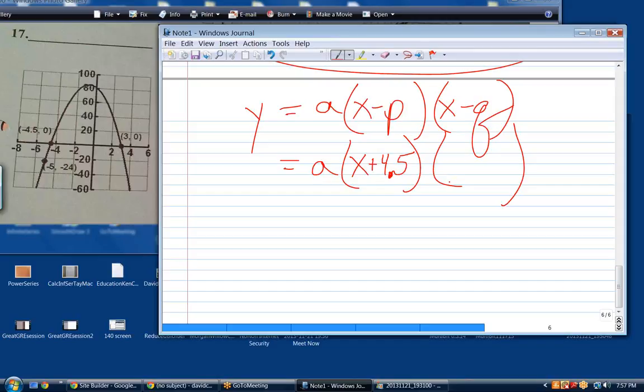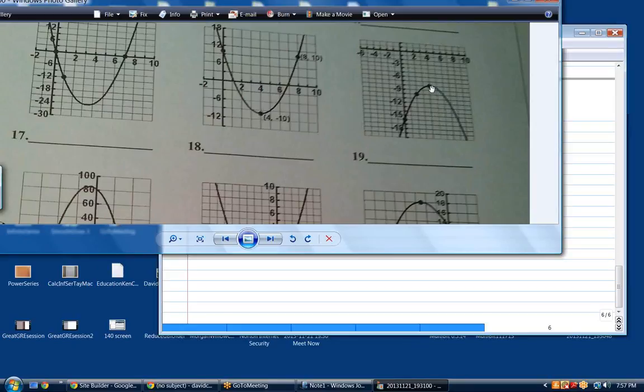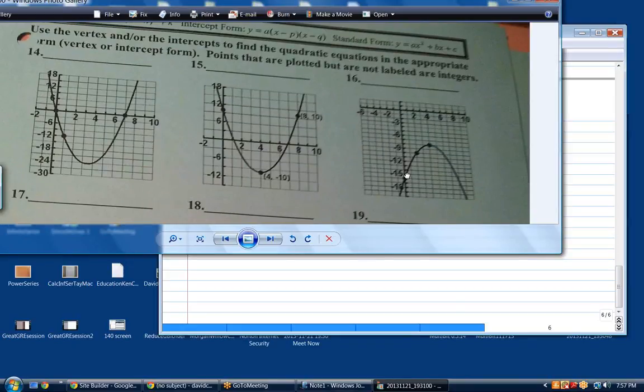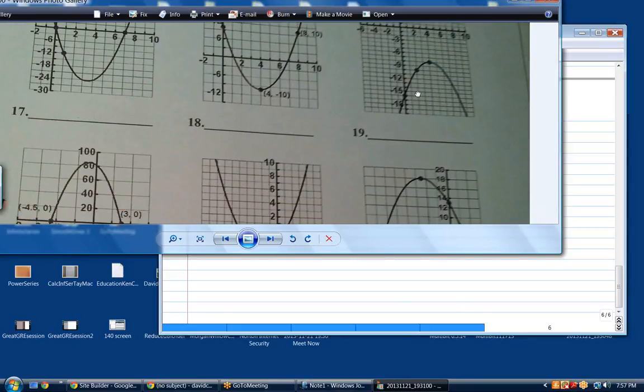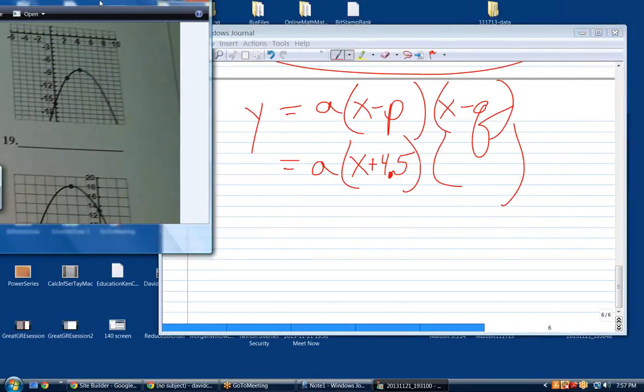Wait, we were looking at different problems. I'm looking at 6. I think you skipped. Did you skip 16? No, we did 16. I moved on to 17. I believe we did 16. Maybe we didn't. No, you're right, I don't think we did. My apologies.